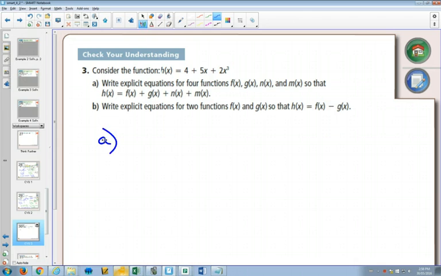So we have the function h of x, and it's equal to 4 plus 5x plus 2x cubed. And they want you to write out 4 new functions so that h of x equals f of x plus g of x plus n of x plus m of x.